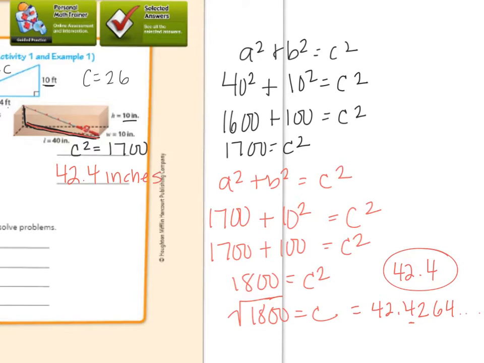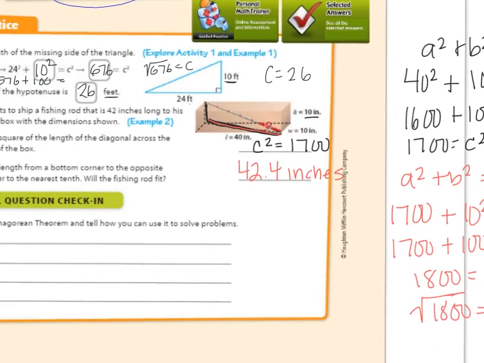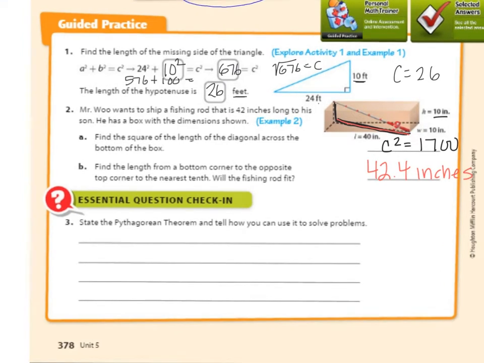Okay, and then there was a second part to that question, so let's take a look at that. Will the fishing rod fit? The fishing rod is how long? They told us that up here. The fishing rod is 42 inches. He's got 4/10 of an inch to spare, so yes, it will fit.